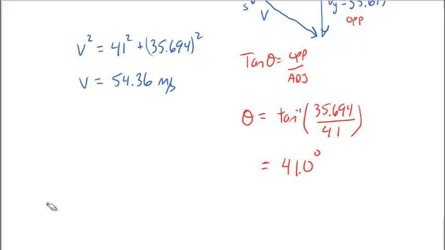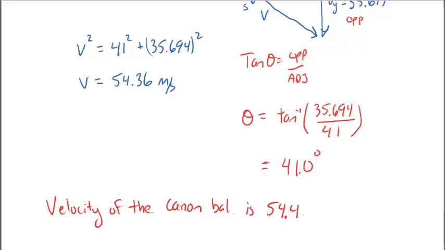So finally, the velocity of the cannonball just before impact is 54.4 meters per second, and I will say 41.0 degrees south of east or below the horizontal.